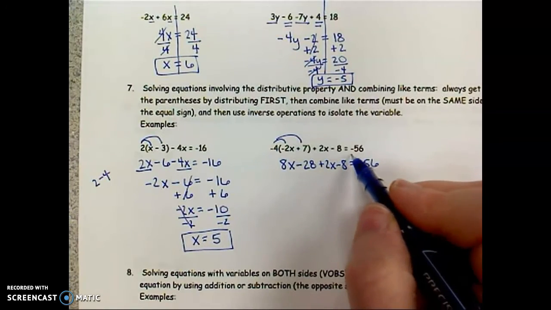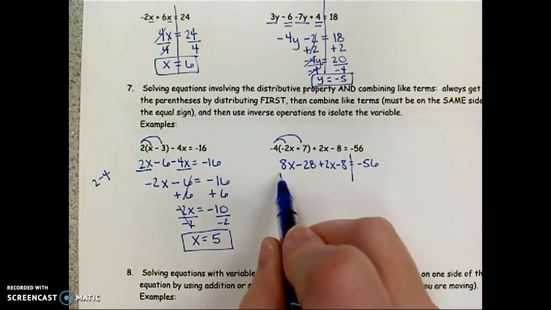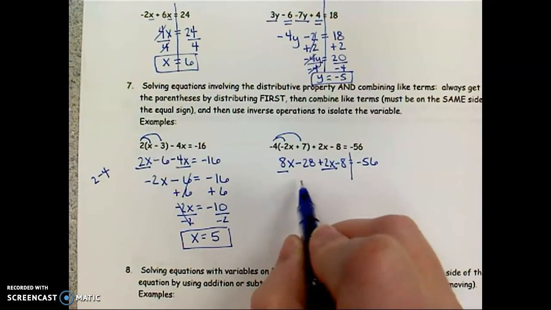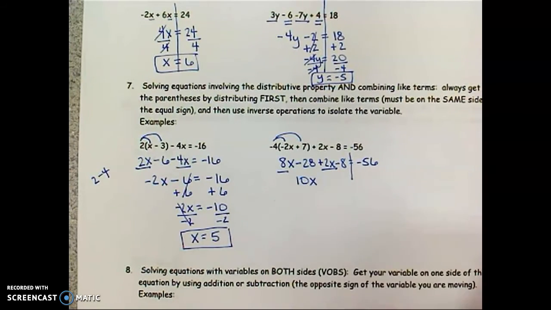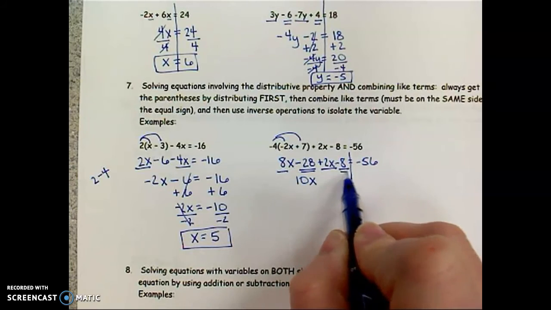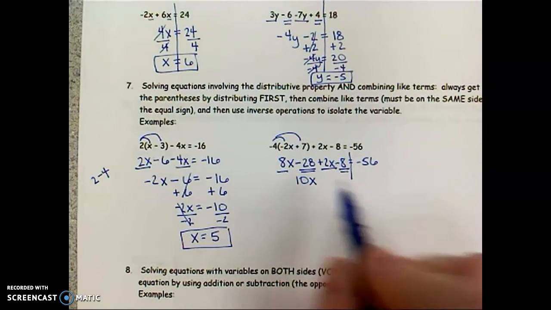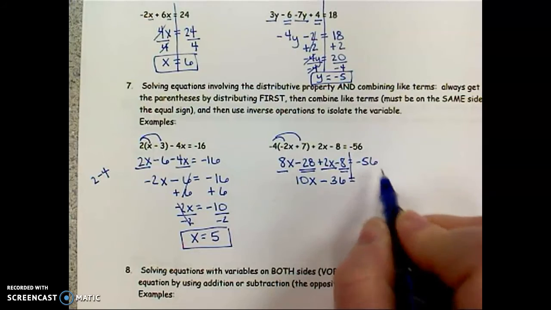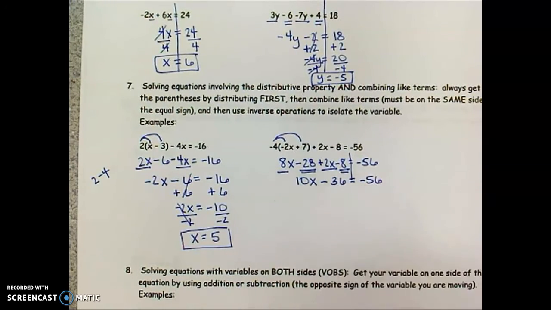Remember, like terms have to be on the same side. So I can combine this 8x with this 2x. 8 plus 2 is 10, so that's 10x. I can also combine the negative 28 and the negative 8. Negative 28 minus 8 is negative 36. Bring down that negative 56.